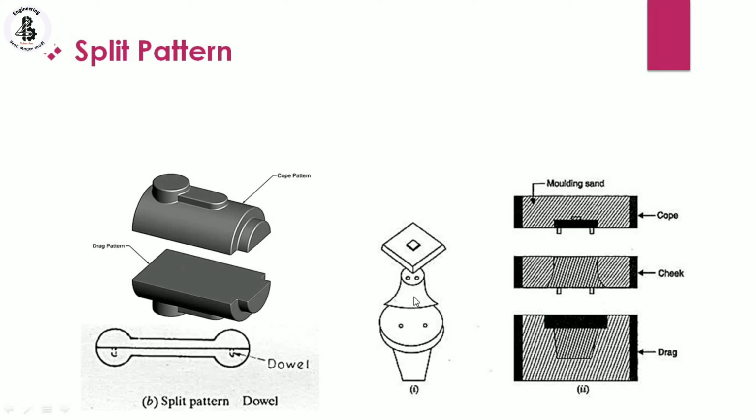So according to its shape and size, as you can see, it will be making a cavity. And into the lower part, there will be the drag. Joining these three, cope, cheek and drag, and making a mold cavity in the sand molding process, and pouring the molten metal, the cast product is generated. So with the help of multi-piece, or you can say split patterns, it will be making such kinds of jobs.